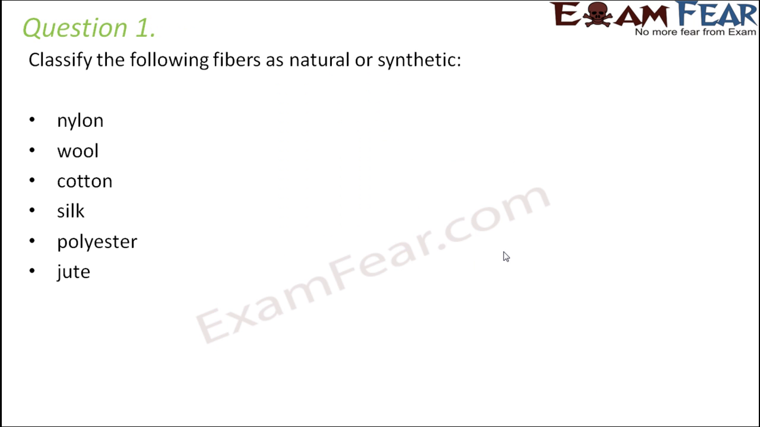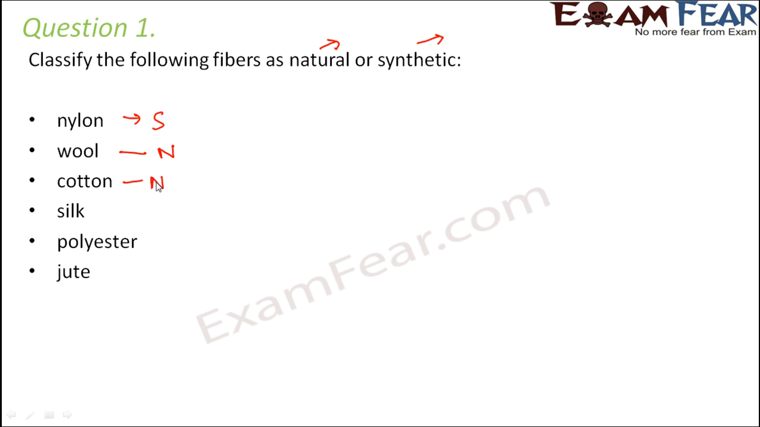Question number 1. Classify the following fibers as natural or synthetic. Natural is which exists in nature on its own, obtained either from plants or animals. Synthetic means which are man-made. So nylon is a synthetic fiber. Wool is a natural fiber. It is obtained from different animals like sheep, yak, camel, etc.